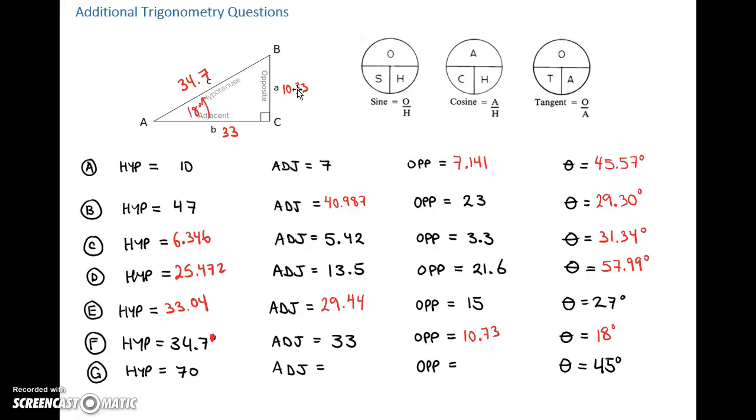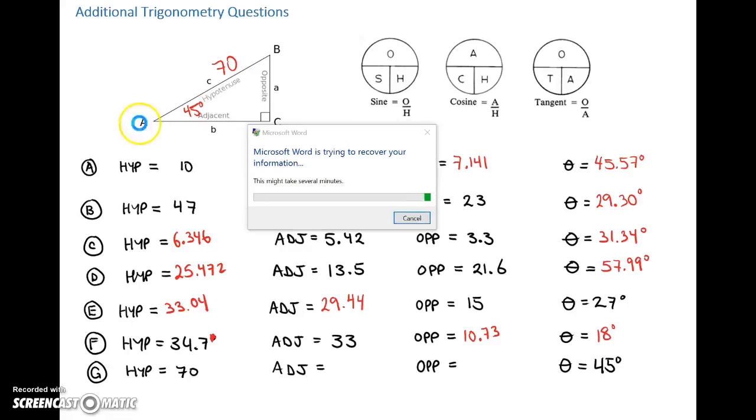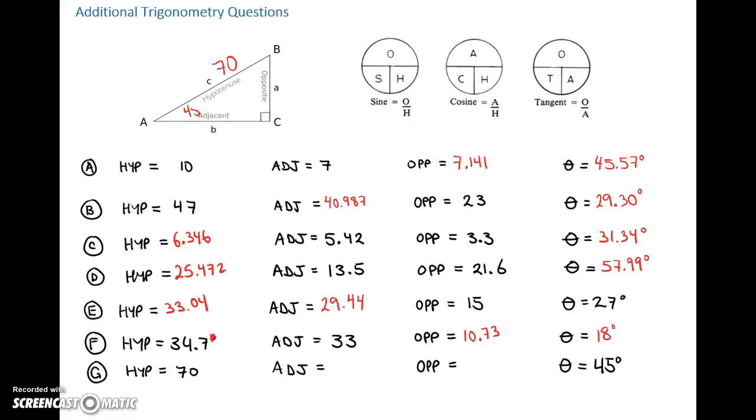Right on. Okay, guys. Last one here. Okay, what do we got? Hypotenuse of 70, and we've got an angle of 45 degrees. Beauty. Okay, hopefully Windows will hold out for me for just a few more seconds here. So we've got an angle of 45 degrees, and we know now that the adjacent and the opposite are going to be equal there. So as soon as we find one, we'll know the other one. So let's see, for the opposite here, we're going to use sine.